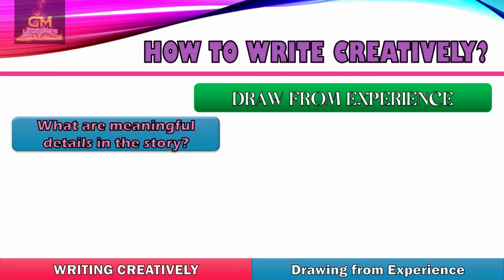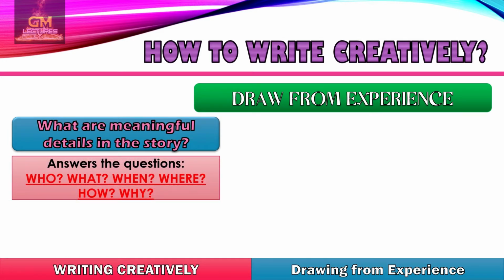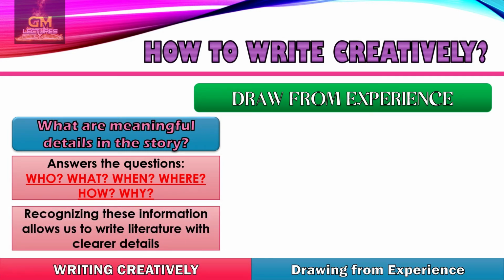In answering the question, what are the meaningful details in the story? Of course, this focuses on answering the questions who, what, when, where, how, and why. Pretty much the basic details in a story. Recognizing this information allows us to write literature with clearer details. A creative writer is not only able to write a story just for the sake of writing it; rather, a creative writer is able to write a story that is able to enhance or entice the imagination of the readers through careful and meaningful description of different details.